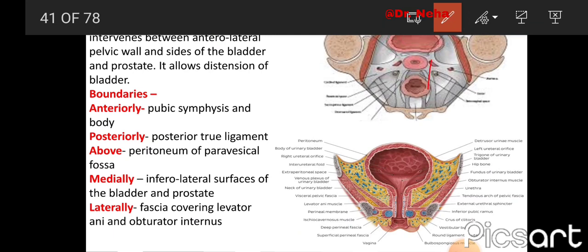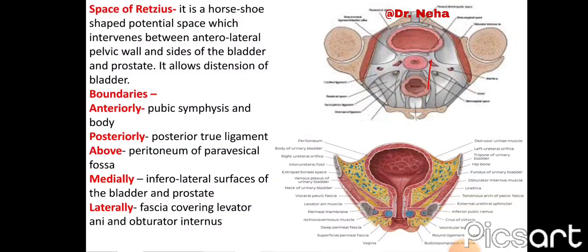Also, we can see the posterior true ligament. Above it is related to the peritoneum. Medially, it is related to the inferolateral surfaces of the bladder and the prostate. And laterally, it is related to the fascia covering the levator ani and the obturator internus muscle. The lateral relations are shown in the diagram below.